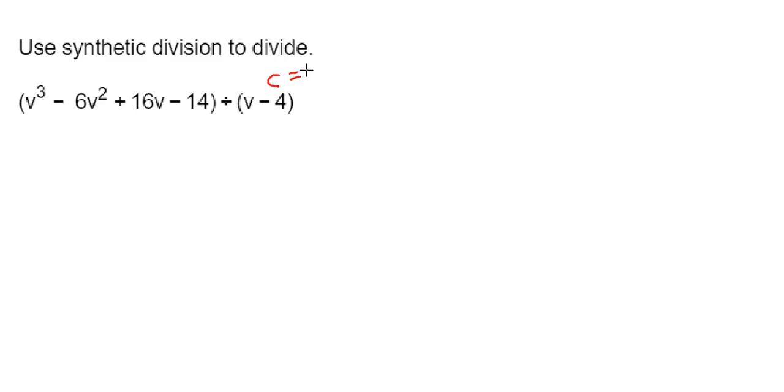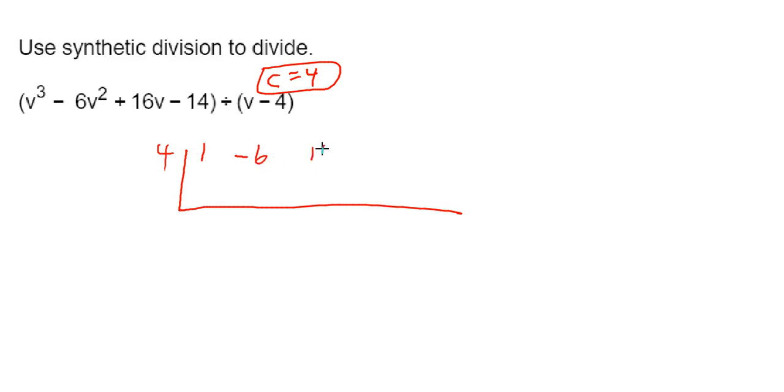So in this case, kind of a redundancy here. It's kind of similar to the last problem. C is equal to 4. So we're going to put 4 on the outside here. Across the top inside the box, we'll have 1, negative 6, 16, and negative 14. Right? We don't need any zeros here because every power of v is accounted for.